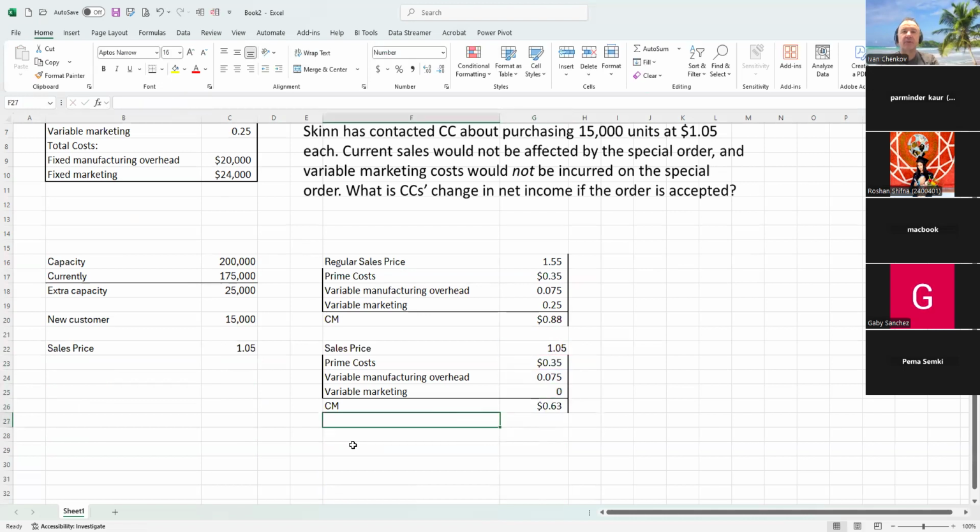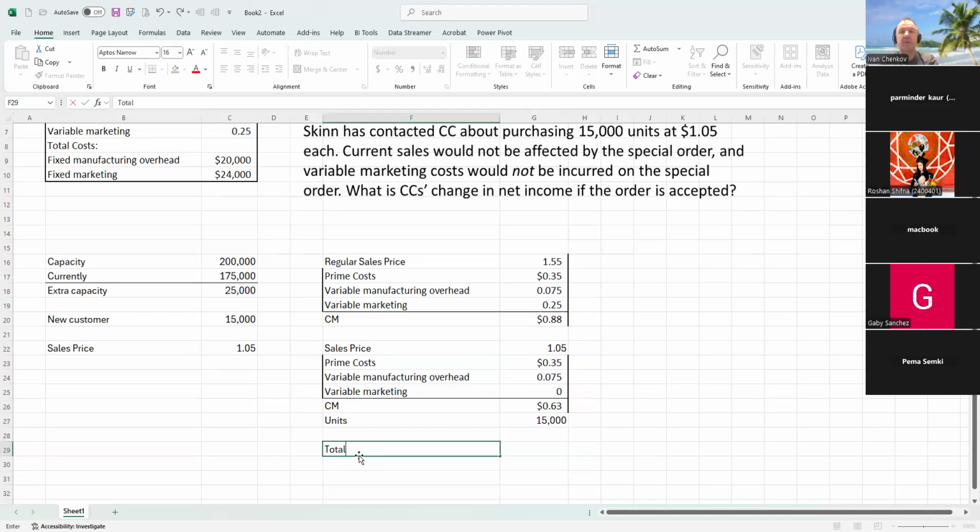But how many units are we selling? 15,000? 15,000 units. So if we sell 15,000, how much is our total contribution margin in this case? This one times 15,000, and you're getting the number. So what's gonna happen? Our operating income we expect to go up with that amount. Make sense?